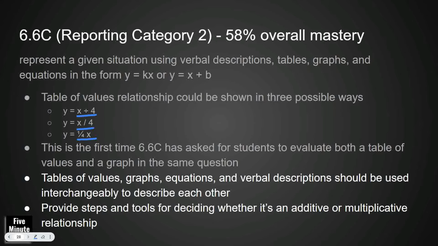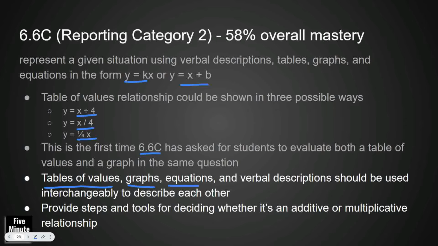Now, this is the first time that 6.6c, this particular item, has asked students to evaluate both a table of values and a graph. Usually, it's one or the other, and it's either going to be multiplicative or additive. But in this case, they both happen to be multiplicative, and one was a table, one was a graph. So students need to be comfortable moving back and forth between those two. And we need to move interchangeably between table of values and graphs. That's how I solved the graph, by creating a table of values.